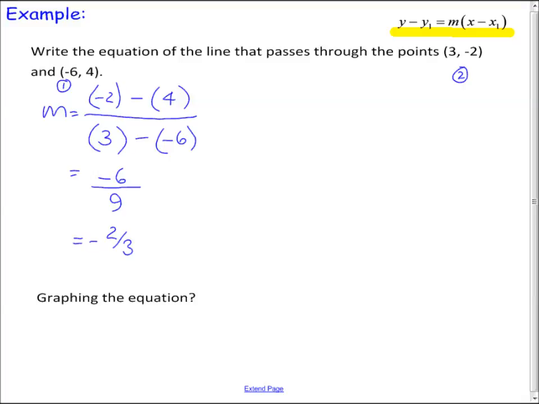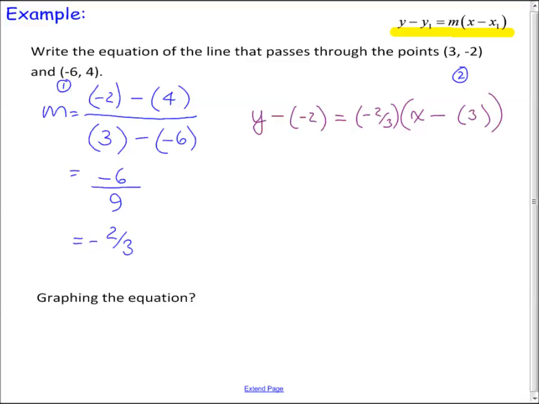Does it matter which one I use? Not at all, because both points are going to be on the line because I've used them to establish the slope, so I just need to pick one, whichever one I'd like. Again, I'm going to go with point 2 because it's right there next to my equation. So y minus y1 equals m times x minus x1. Plugging in, I know that y1 is -2. I know my slope is -2/3. And I know x1 is 3.